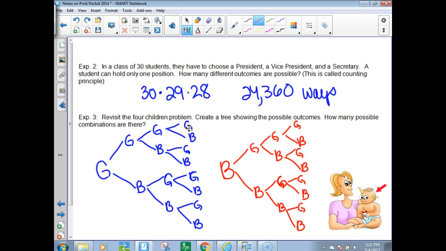You count the last row. 1, 2, 3, 4, 5, 6. No, you don't. How many are there? Look at the branches. 1, 2, 3, 4, 5, 6, 7, 8. And there's 8 more over here. So there's a total of 16 possible ways.